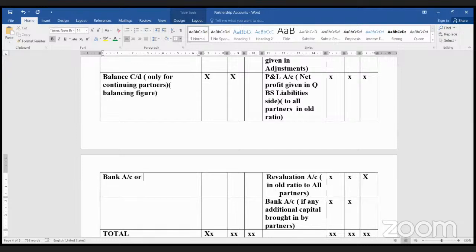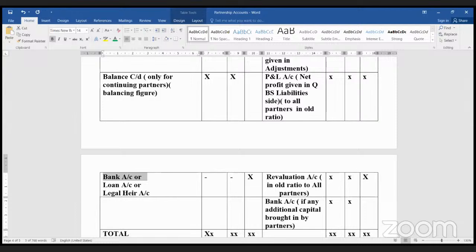or loan account or legal heir account. To whom does it come? To our retiring partner, whoever is retiring. Because he is retiring, leaving the firm, whatever amount he has to get, he will take that amount and retire. So his account is not going to be continued in future. That's the reason why we write bank account.